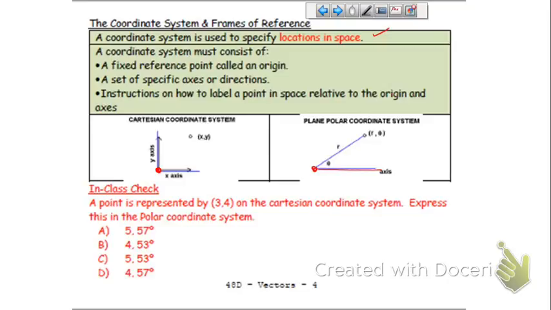So we need a coordinate system, which consists of a fixed reference point or an origin, a set of specific axes and directions, and then instructions. These are made up. You couldn't infer these. If you met aliens, they might have the opposite instructions.